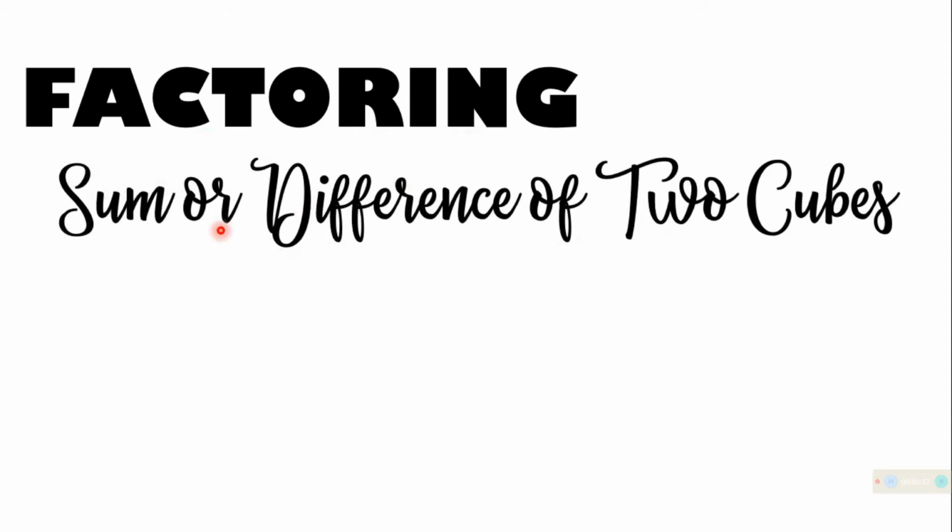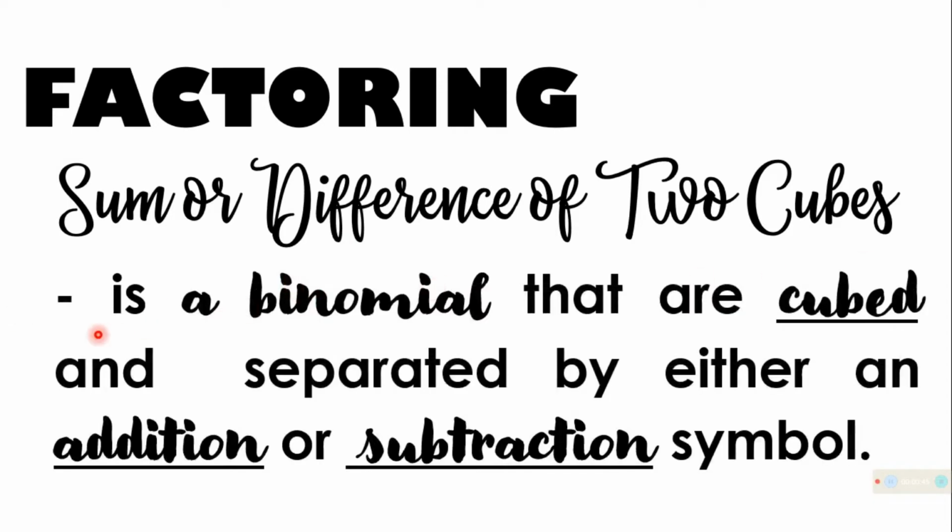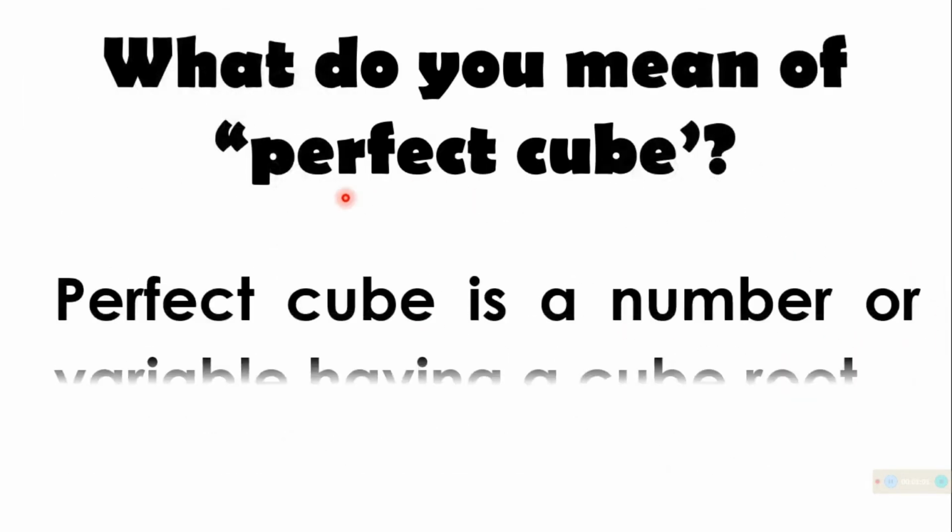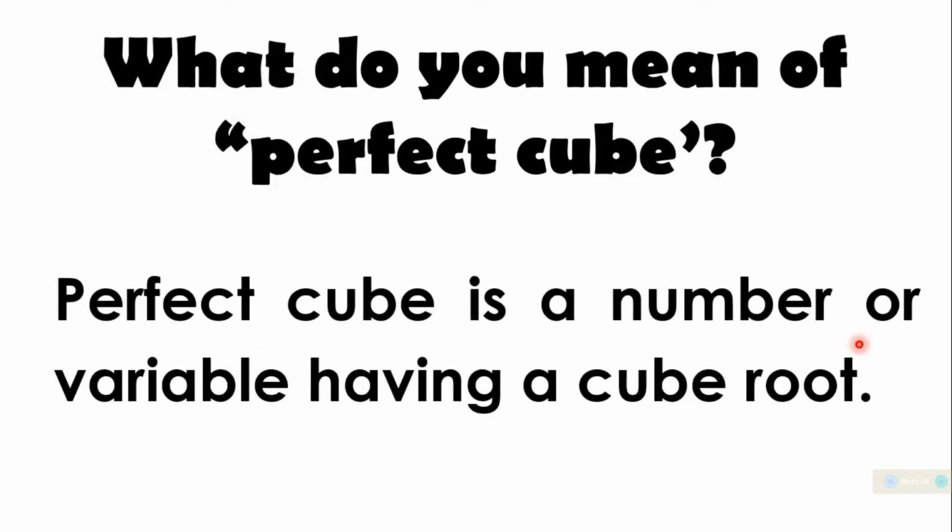Now, for factoring sum or difference of two cubes. Paano nga ba natin masasabi na ang isang binomial ay isang sum of two cubes or difference of two cubes? So, it is a binomial that are cubed and separated by either an addition or subtraction symbol. So, kung dun sa difference of two squares, dapat ay perfect squares yung ating binomial, dito naman, kailangan siya ay perfect cube. So, ano ba ang ibig sabihin ng perfect cube? Perfect cube is a number or variable having a cube root.